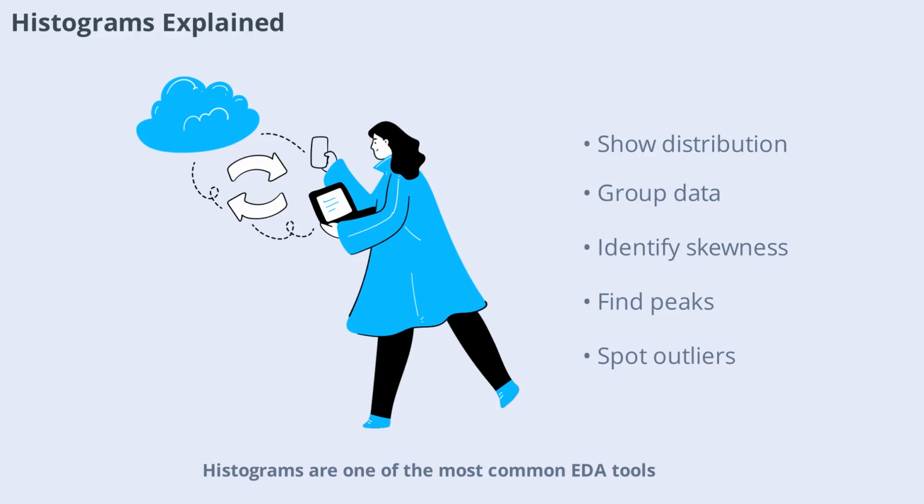Histograms are one of the most common EDA tools. They show the distribution of a single variable by grouping data into bins. This helps us see where most values fall and whether the data is skewed or has multiple peaks. Histograms are great for quickly understanding the shape of our data and identifying outliers.